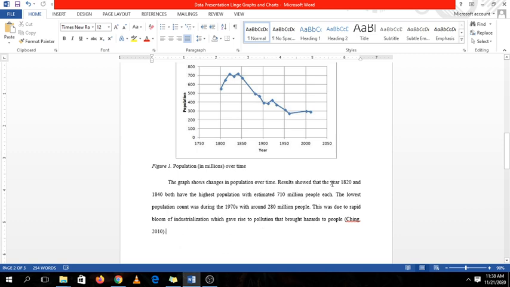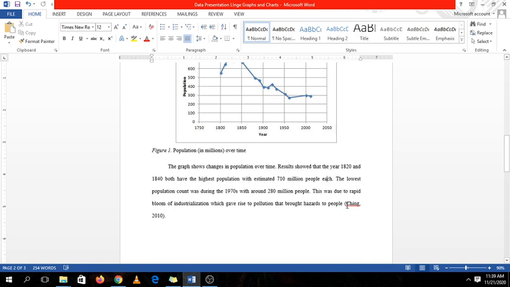Results show that the years 1820 and 1840 both have the highest population. This is 1820, 1840, at approximately 710 million people each. The lowest population count was during the 1970s, at around 280 million people. This was due to the rapid boom of industrialization, which gave rise to pollution that brought hazards to people.